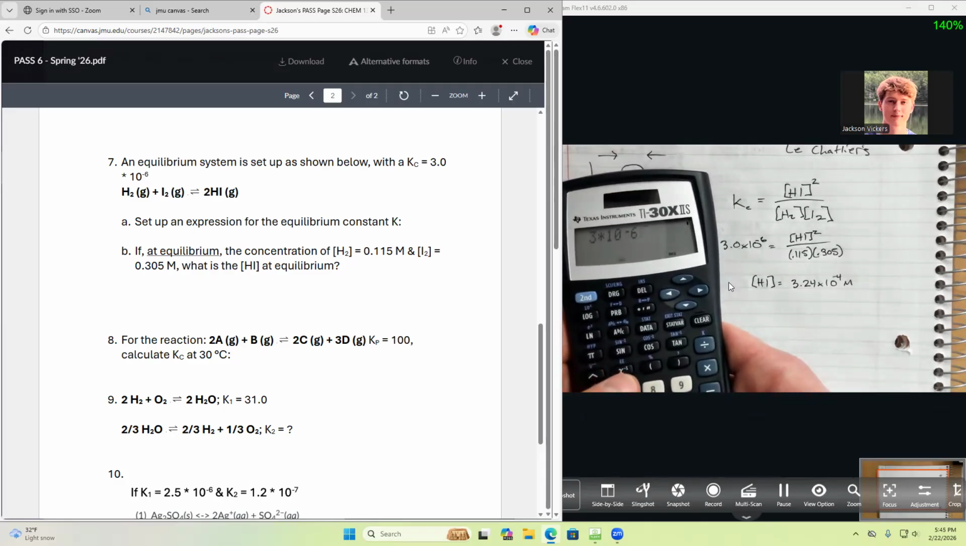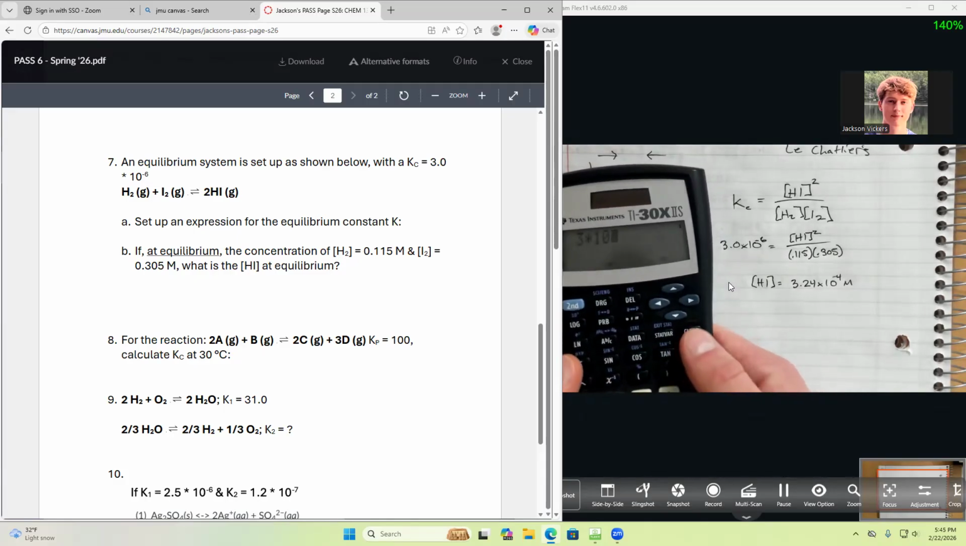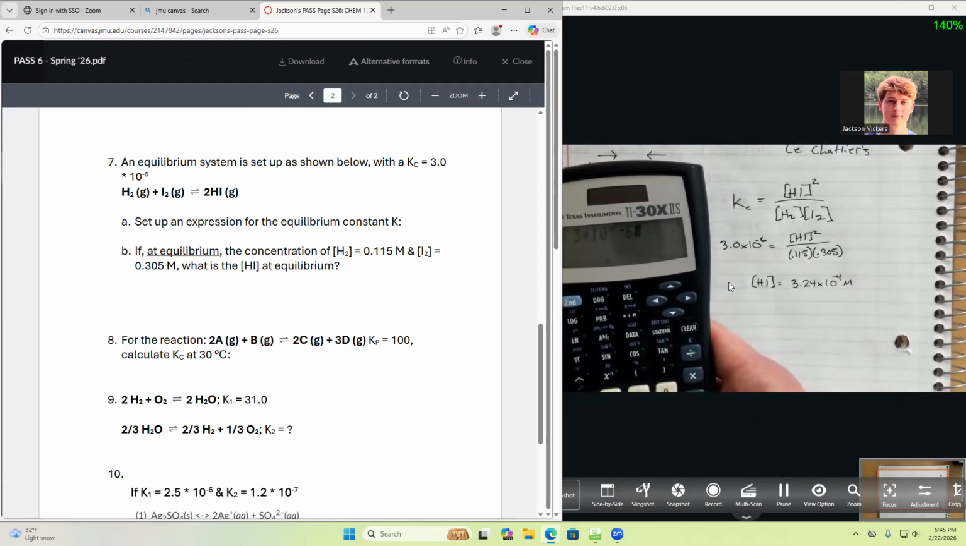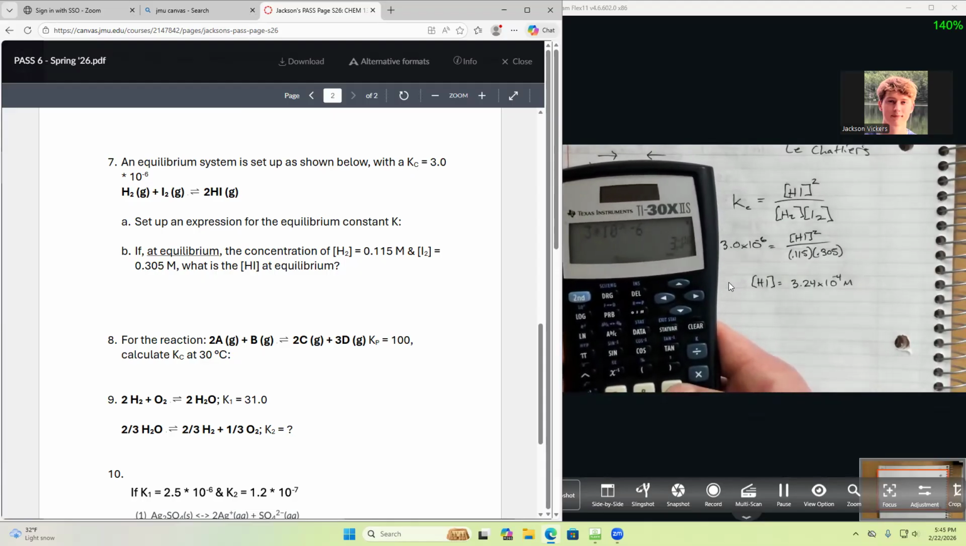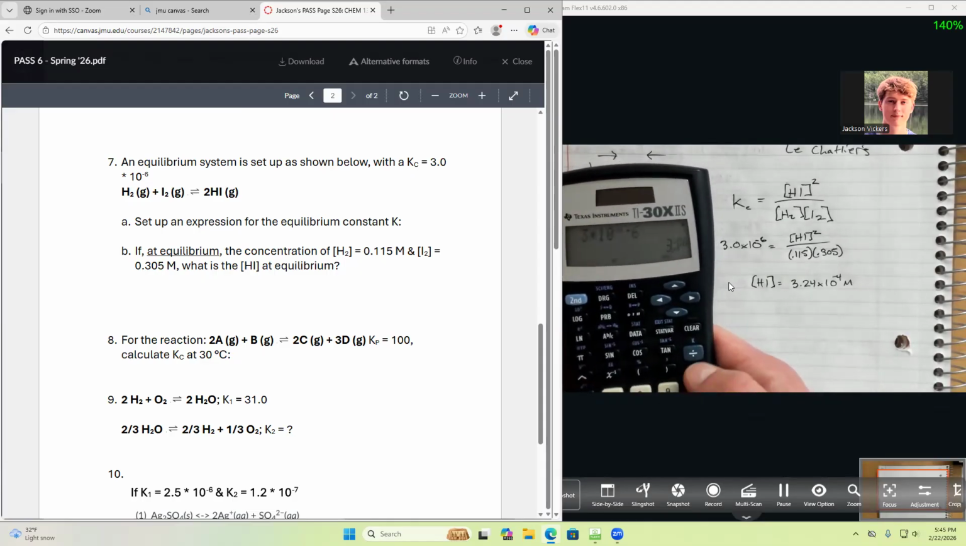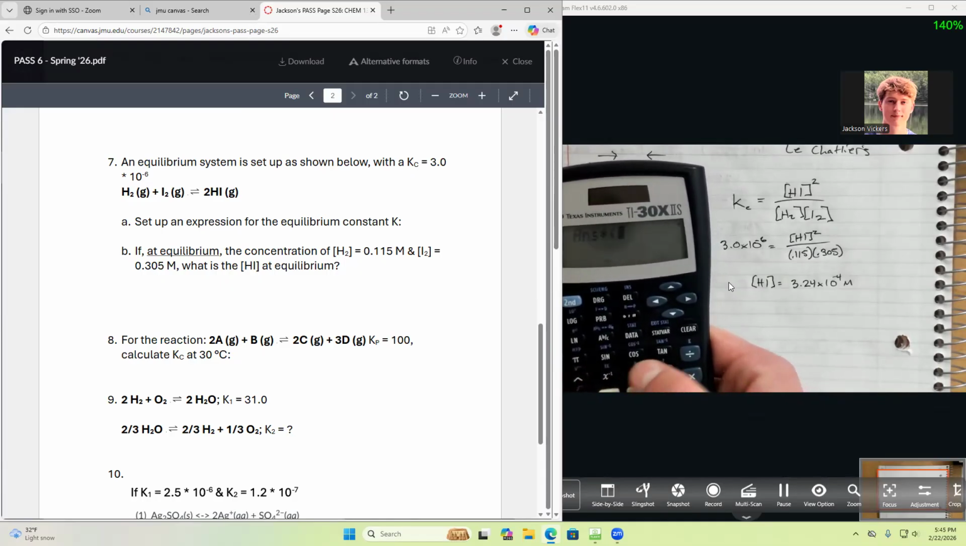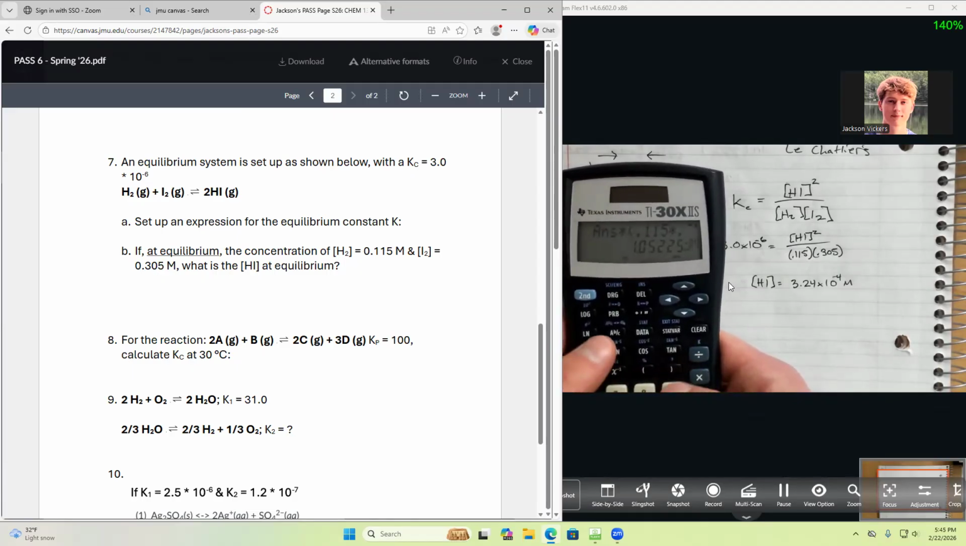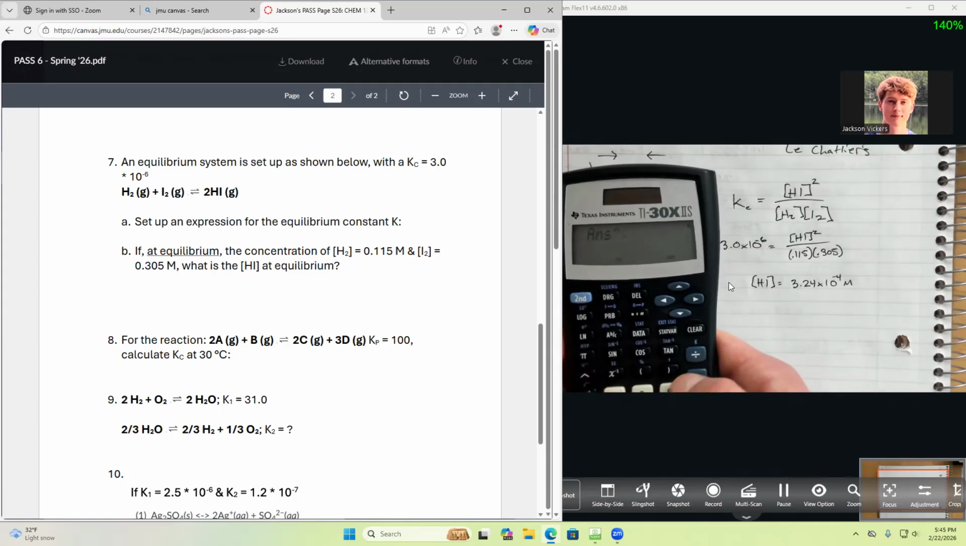I can put in Kc first like this. 3 times 10 raised to the power of -6. So I always like to do that first, make sure the notation was good. And then I always spam parentheses whenever I can. So I would do multiplied by, and then in parentheses, 0.115 times 0.305, close the parentheses. And now all we have left is this equaling HI squared. So I would take this and I would raise it to the power, and again, always using parentheses, of 1/2.